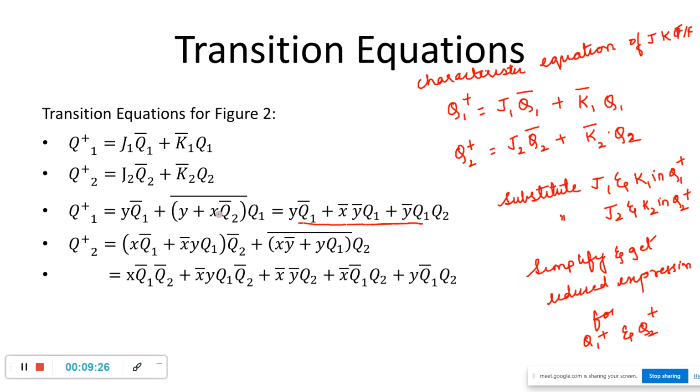In the earlier problem, yesterday's class, Q1 plus was equal to D. So you had Q1 plus and D same. So the transition table and the excitation table were the same for yesterday's problem, which we solved using a D flip-flop. But in this case, because the characteristic equation is different for the JK flip-flop, it will be different. So you need to substitute J1, K1, J2, K2 in Q1 plus and Q2 plus and reduce it and then get the simplified expressions.